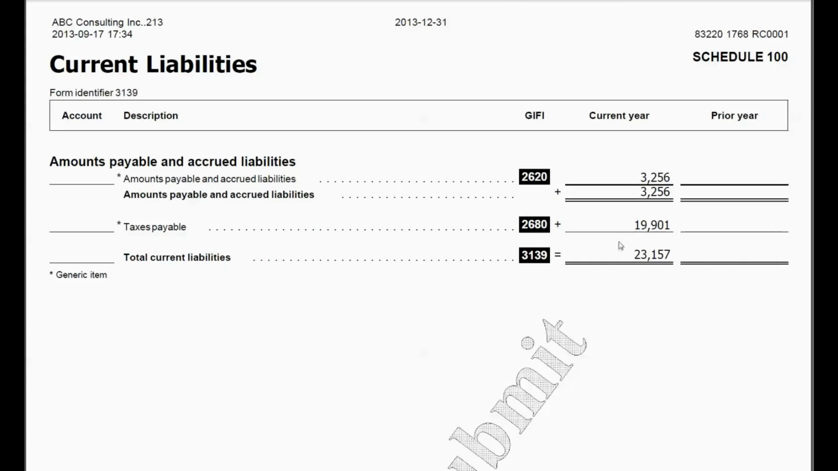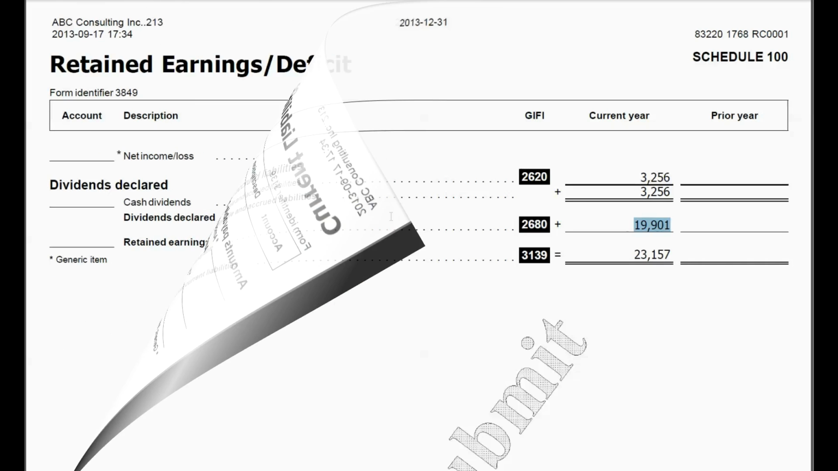Total current liabilities are $23,157, and this is broken into two balances: GIFI code 2620 for accounts payable in the amount of $3,256, and GIFI code 2680 for taxes payable in the amount of $19,901. Taxes payable generally comprises of income taxes payable and GST or HST payable depending on the province you're in.